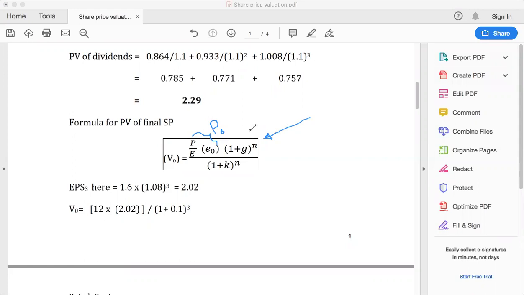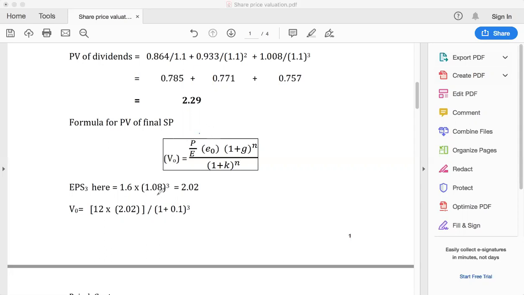So this is P by E multiplied by E0 multiplied by (1 plus the growth rate of the stock) raised to the power n, for the years we want to hold this stock, divided by (1 plus k) raised to the power n. So this is the present value of the final selling price. So this much is the final selling price, right? And you discount it with the discount rate k, and you get the V0, the present value of the final selling price.